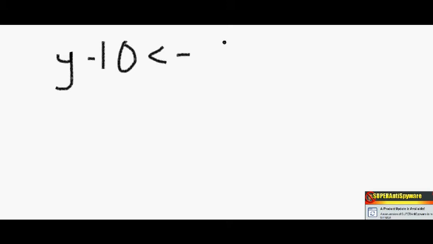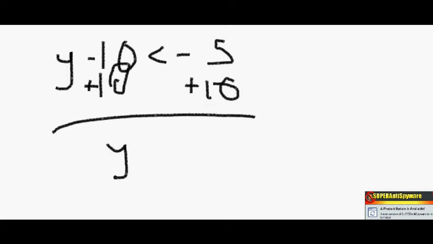Next problem is y minus 10 for 64 or 65. I'm changing the numbers. y minus 10 is less than, let's say, 5. Same thing, we've got to get y by itself, so we'll add 10 to both sides. We added 10 here, we added 10 here. We subtract, and then we're left with y is less than 15.